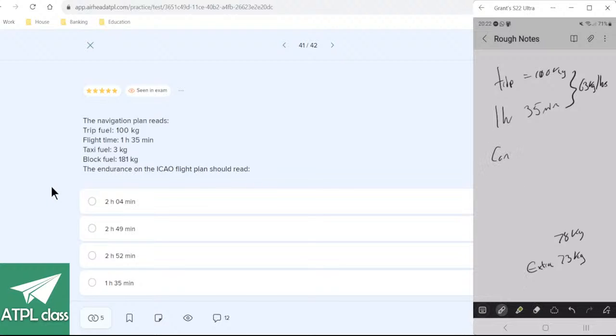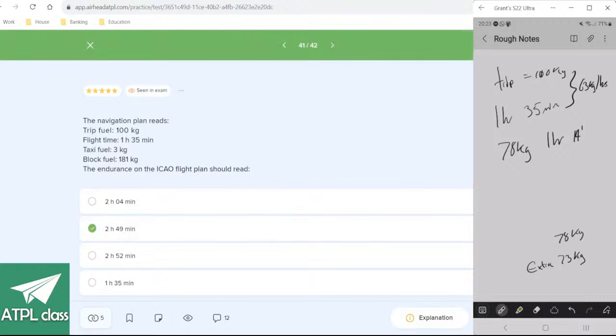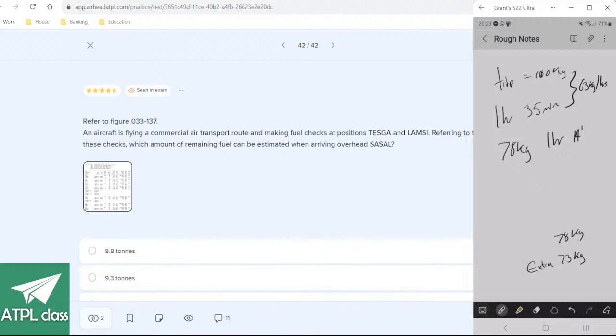So contingency, 5 kilograms. Well, actually, we could just do 78 kilograms, couldn't we? Yeah. So 78 kilograms, divided by 63 will give us 1 hour and 14 minutes added on to 1 hour 35 minutes, 2 hours 49. Yeah, nice.